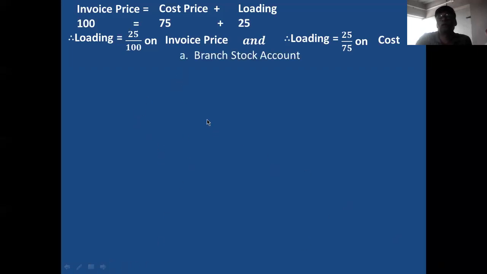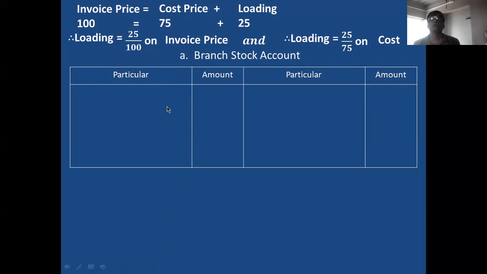Okay, so the first account is branch stock account. In the branch stock account, debit side, 3 items. First is opening stock, second is goods sent to branch, third is sales return. So first item, to balance brought down, is not in the problem. Opening balance is not given in the problem, so you leave it.